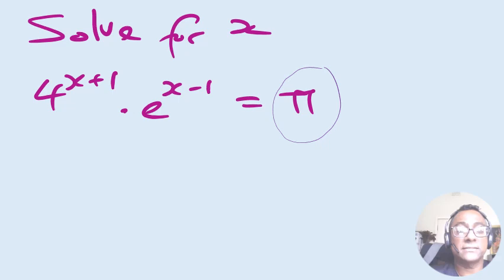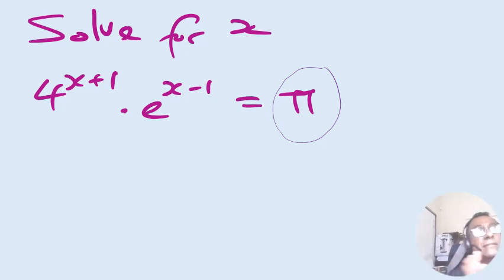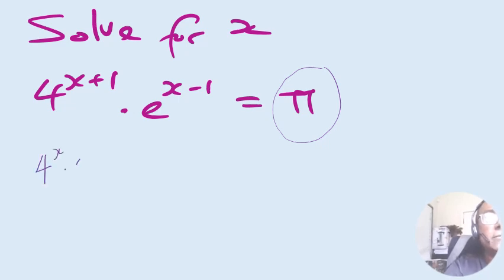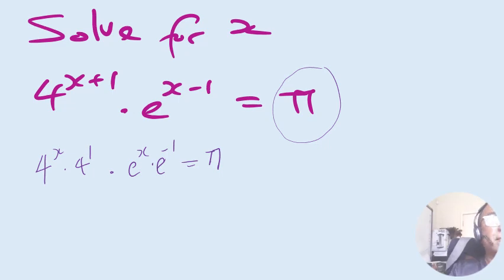4 to the power x times e to the power x minus 1. And it says clearly solve for x. So how would we solve for it? How would we separate the x's and try to keep them on the left-hand side? All right. So if I do that, why is the camera on? I don't know. So we could write this as 4 to the power x times 4 to the power 1, agreed, times e to the x times e to the minus 1 equals pi. Pi is just a constant.